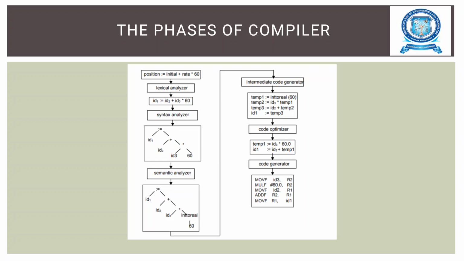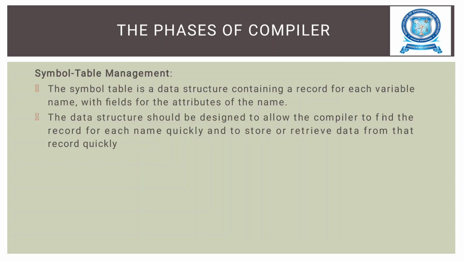So this is the internal structure of the phases of a compiler, showing what is involved in each phase. Then the symbol table management is used to store the symbols, that is, which variables are available. Thank you.